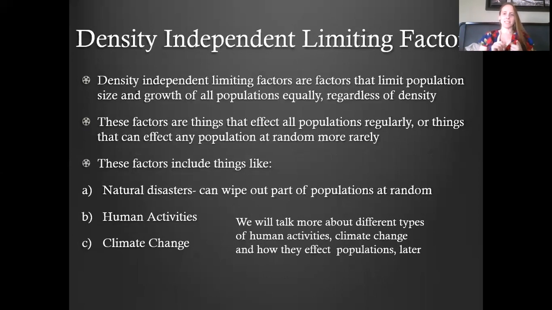Anyway, density independent limiting factors include things that will hit any population regardless of that population's density. Kind of like if you're in that area, you will be affected regardless of how dense your population is. That includes things like natural disasters, human activity, and climate change.